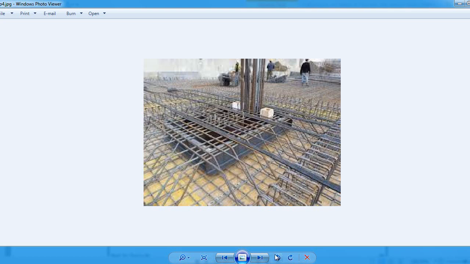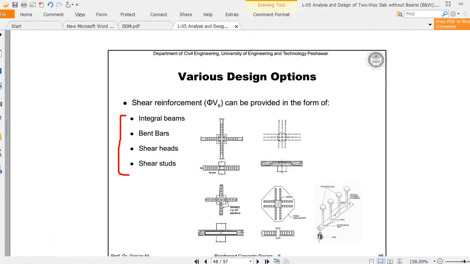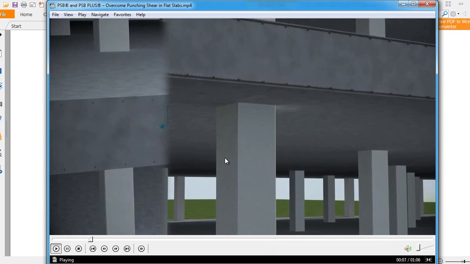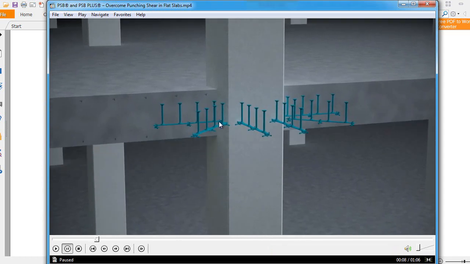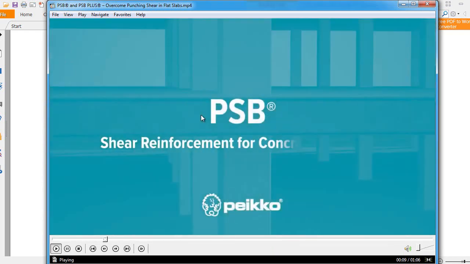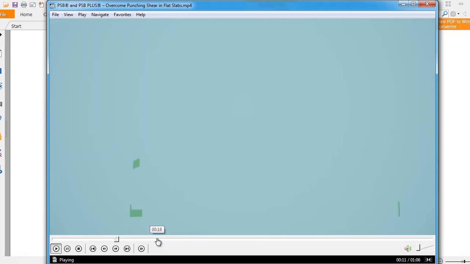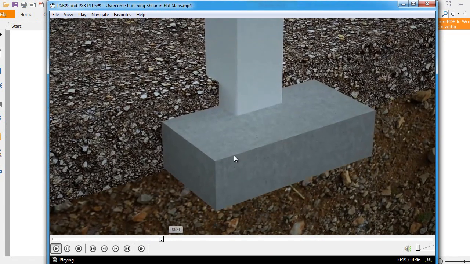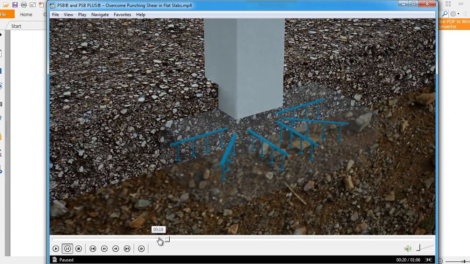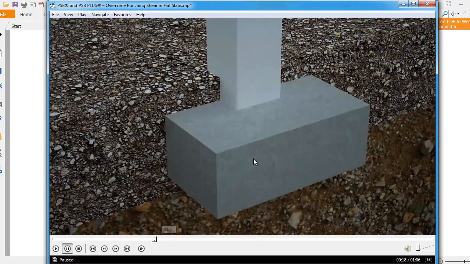And one thing, very most important, I want to share with you: these are the shear studs. These are known as shear studs, and you see from the face of the column, they are radiating. So how we provide it, there are different techniques. Basically it can be provided in a footing, where you see the depth of the footing is increased, is larger.